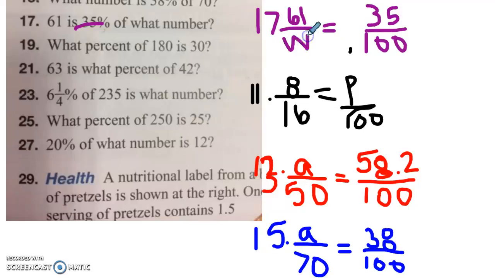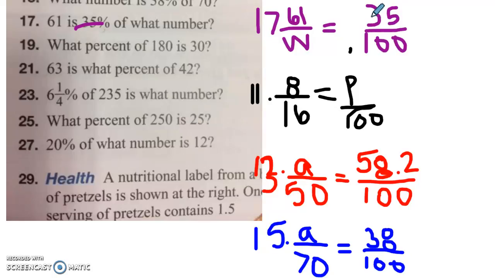Okay, so the language, you have to look very carefully at the language. 61 is 35% of what number? Of what whole is that a part of? So it's very important where you put the numbers. Then once you have the numbers in the right place, you multiply across, you divide by the number that's left out.